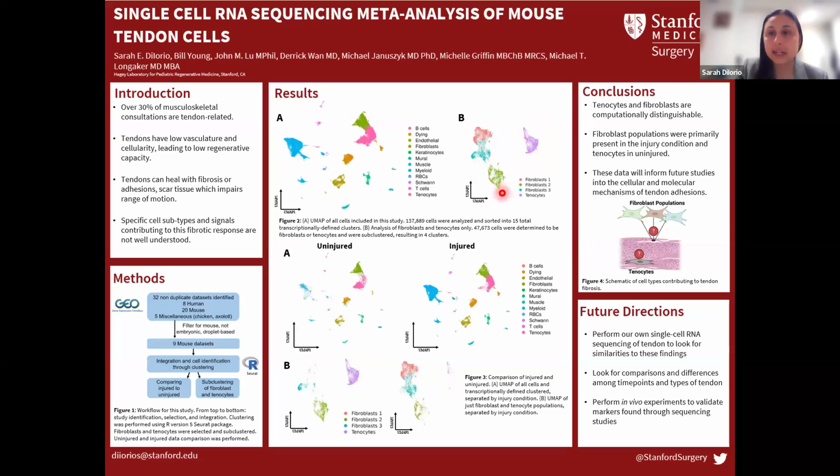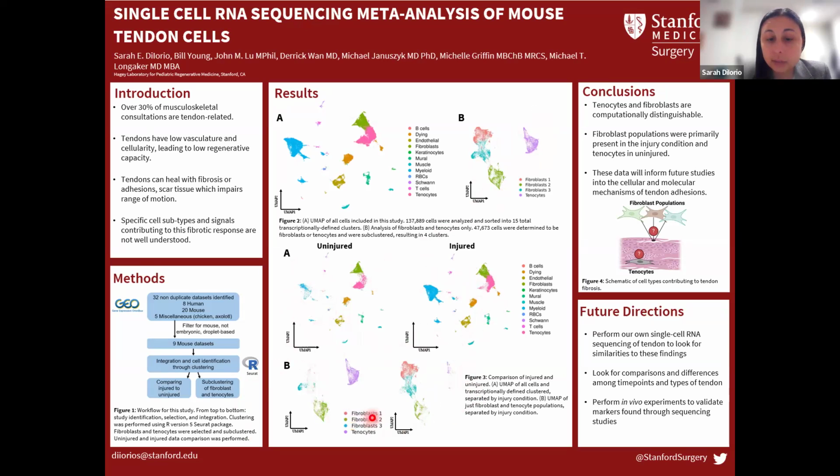We were excited to see that tenocytes and fibroblasts clustered out separately, indicating that even though they're very similar cell types and they maintain extracellular matrix and produce collagen, there's enough difference in gene expression to distinguish them. We then looked at comparisons between injured and uninjured conditions, first in the overall cluster and then again in our subclustering. In the overall clusters, we saw some differences in these fibroblast and tenocyte clusters, as well as a pretty big difference in our myeloid cluster, which was primarily immune cell based.